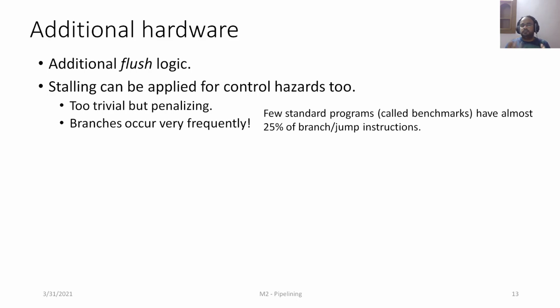So a few standard programs which we call benchmarks were studied, and they reveal that for every 100 instructions, 25 instructions are branch or jump instructions. What it means is there is a potential scenario wherein a 1 or 2 cycle stall will be there for every 4 instructions. So that is a huge drop in the performance. So we cannot simply be happy with flush and stall.